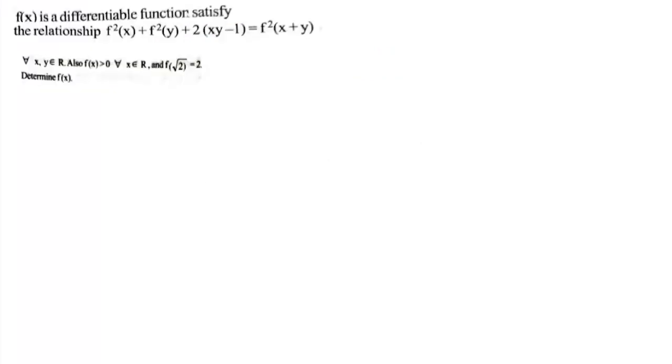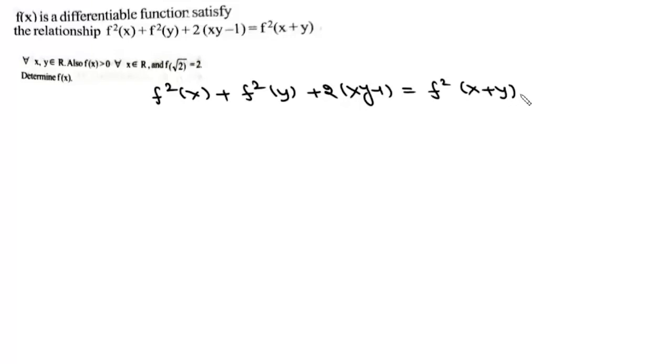Here the question is, we are given this function f(x), which is a differentiable function satisfying this relationship, which is f square x plus f square y plus 2xy minus 1, it is equal to f square (x+y), for all x belongs to R. It is given that f(x) is always greater than 0 and the value of f(root 2) is equal to 2. We need to determine this function f(x).